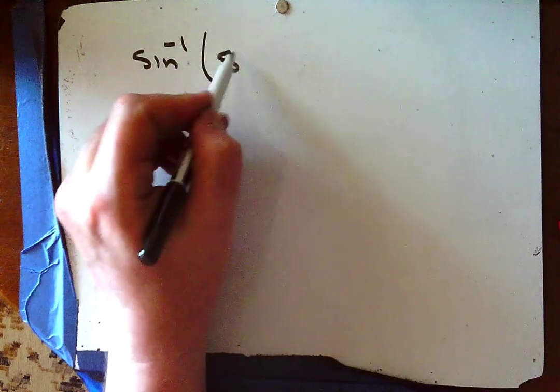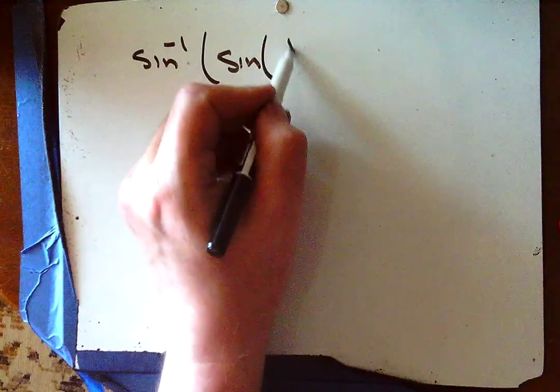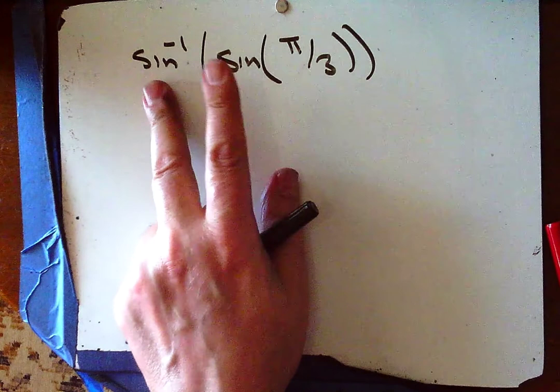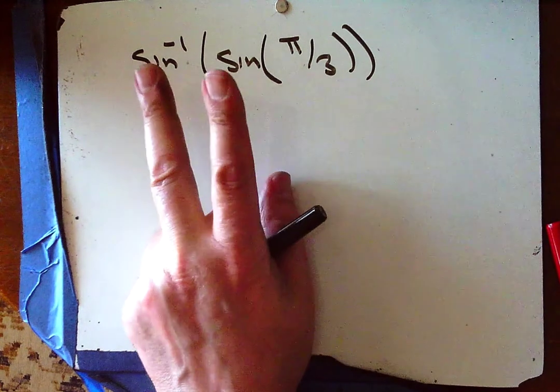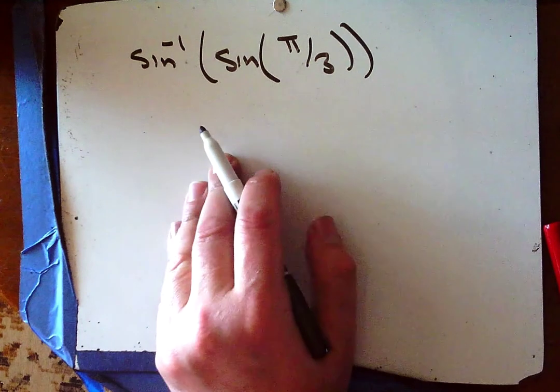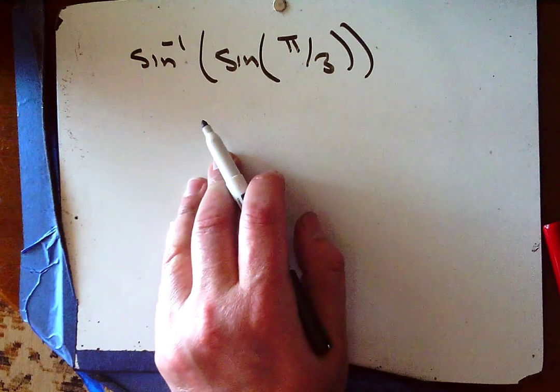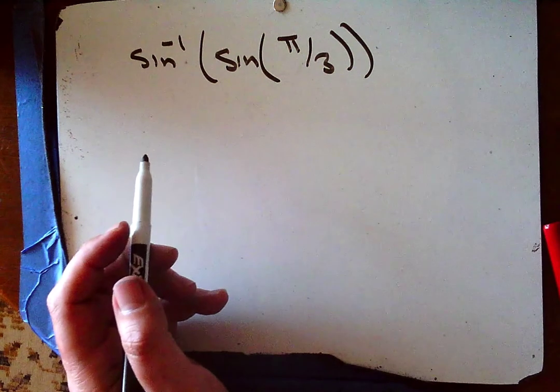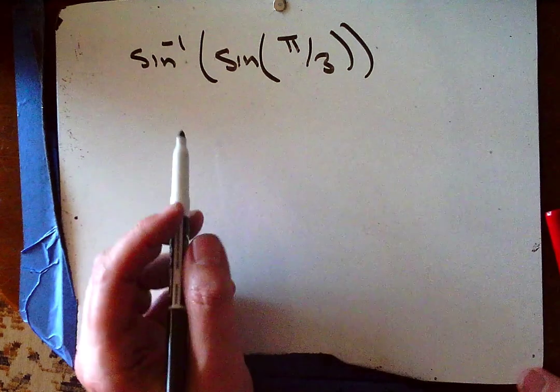Okay, how about this one? Sine inverse of sine of pi over 3. In the last few problems, we had the inverse trig function on the inside and the trig function on the outside. In all those cases, I was able to just cancel out the function and its inverse. Can I do that here as well? Well, let's take a look.